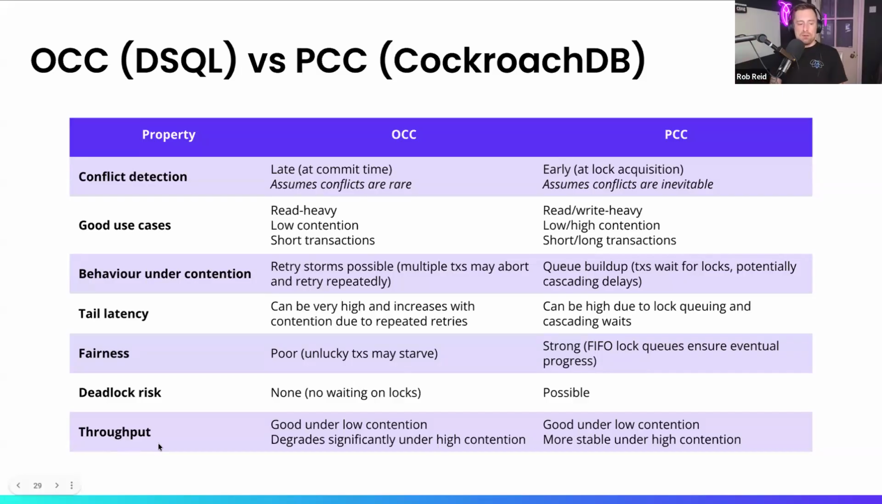So obviously, if you're beginning a transaction, you want to make sure that you commit it as soon as you're done in order to prevent deadlocks from occurring, especially if the order in which things are being locked differs. And finally, throughput. OCC offers good throughput under low contention, but it does degrade significantly under high contention, and your number of errors is going to increase. PCC offers good throughput under low contention as well, but it offers more stable throughput during high contention.